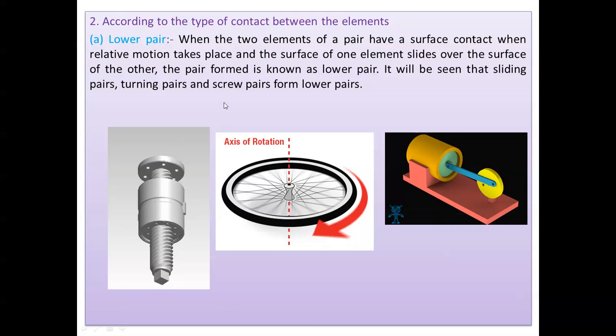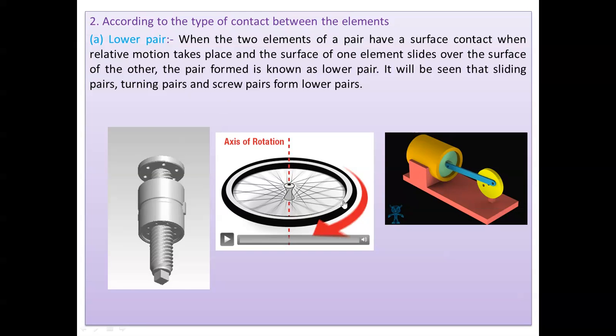So when the two elements of a pair have a surface contact, when relative motion takes place and the surface of one element slides over the surface of the other, it is known as lower pair. The focus point is that when the two elements of a pair have a surface contact, that pair is known as lower pair. Here you can see that surface contact is here. This is the surface contact of piston with the cylinder.